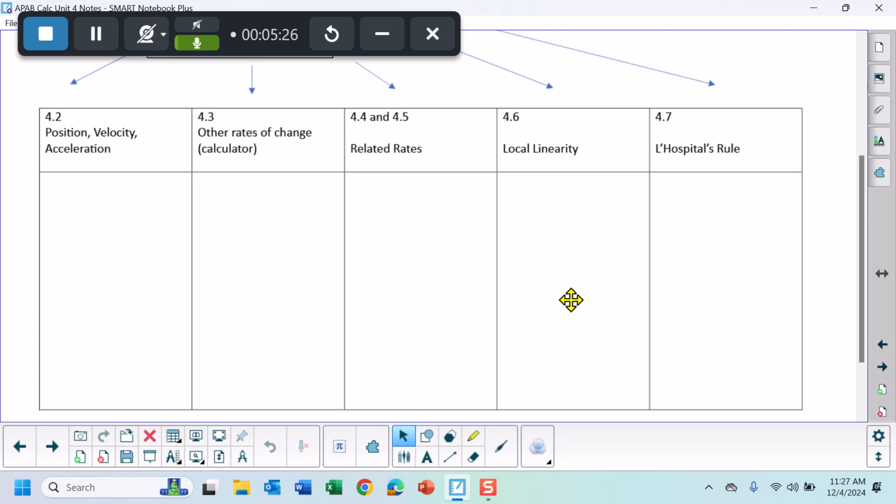That's pronounced not la hospitals, it's l'hôpital. And we're going to talk about l'hôpital's rule. And l'hôpital's rule doesn't have to do with local linearity or related rates or other rates of change or position, velocity, acceleration. Are you ready what it has to do with?